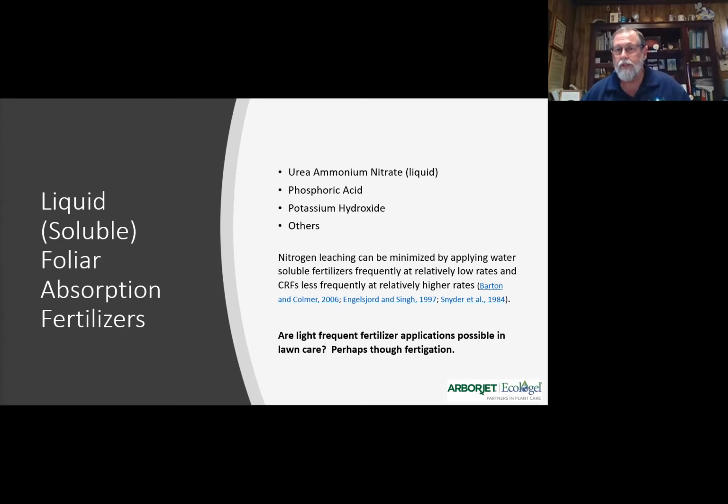But the question, which I have on the bottom there, is: are light, frequent fertilizer applications possible in lawn care? Generally this is used on golf greens, tees, possibly high-end sports fields. But is it practical for lawn care? And I think the conclusion most people come to is probably not.